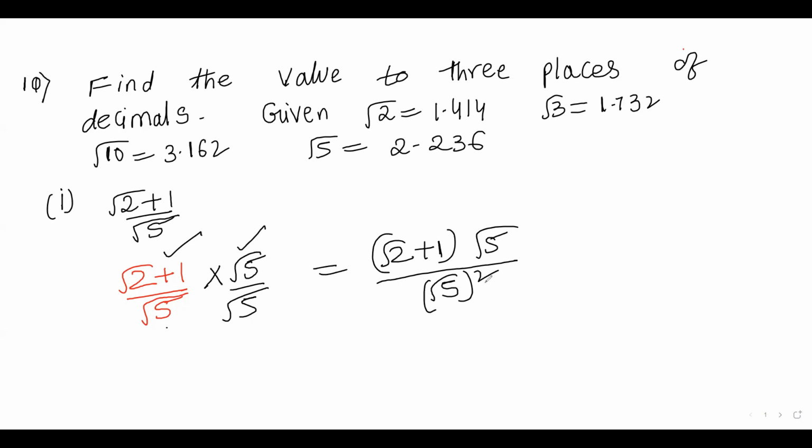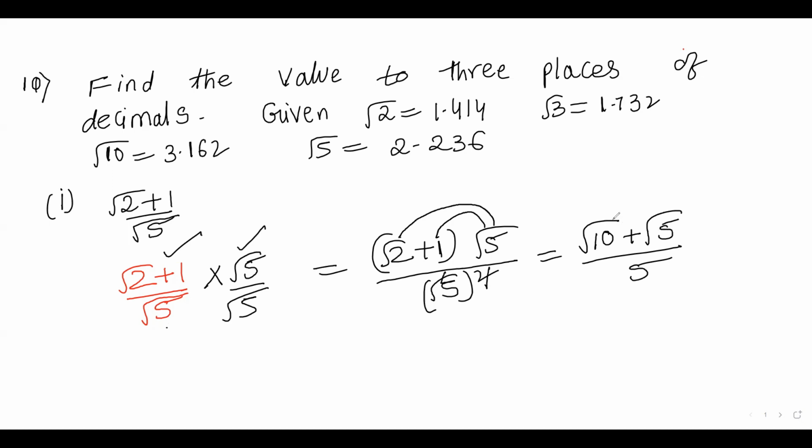Now multiply the numerator. Root 5 into root 2. Tell what is root 5 into root 2? Root 10. Root 5 into 1? Root 5. Square and root will get cancelled. 5 will remain in the denominator. Got it?